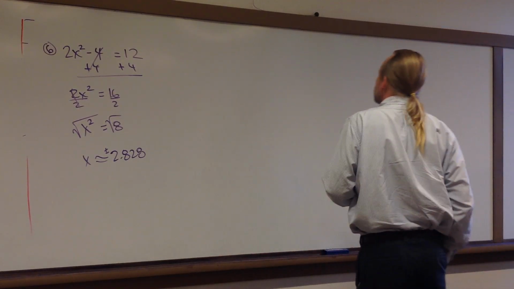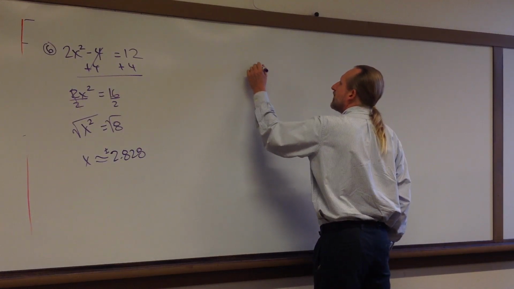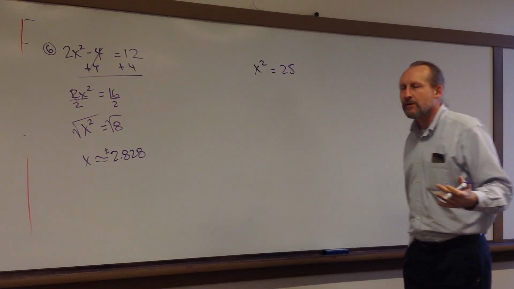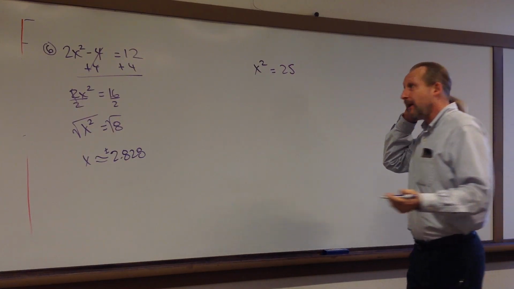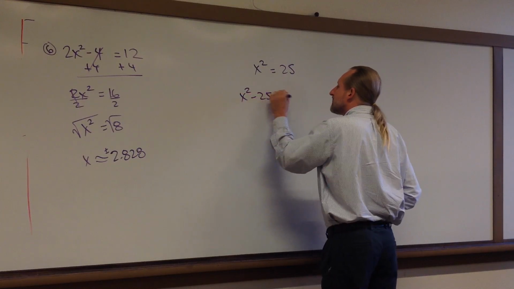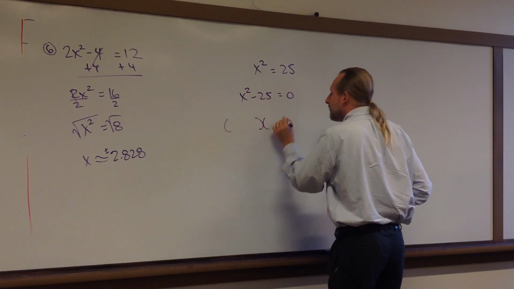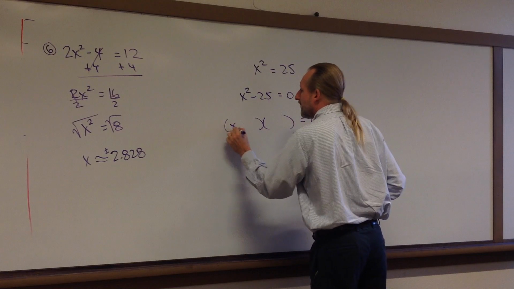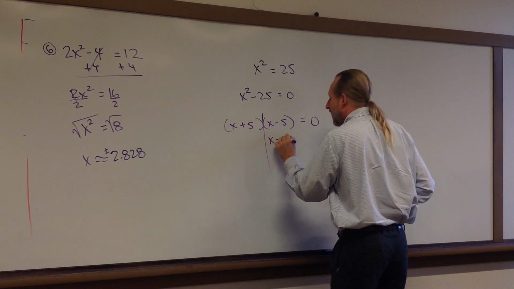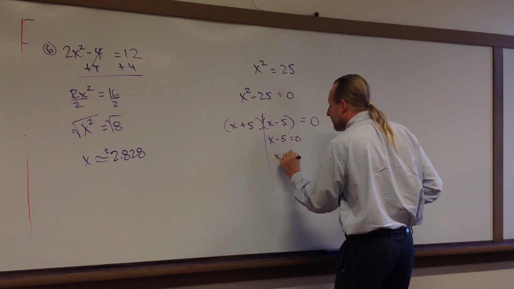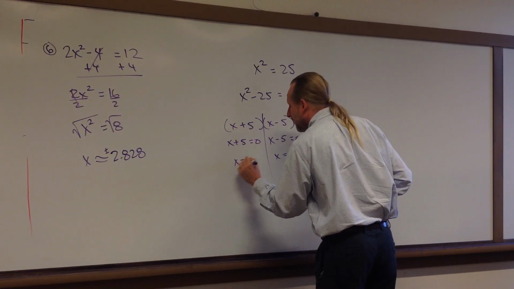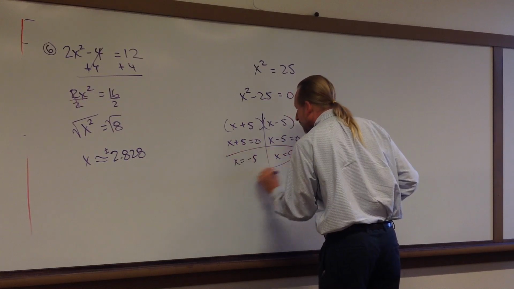So let's see, if we had something like x squared equals 25, okay? If we solve this by factoring, we want to push everything to one side, set it equal to 0, and then we can factor it, right? X plus 5 times x minus 5. And so there we get x could be 5, and here we get x could be negative 5. And this is true, right?